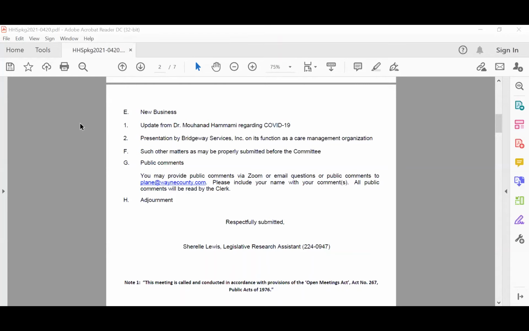Item F, such other matters as may be properly submitted before the committee. There are no other such matters. Next item. Public comments.